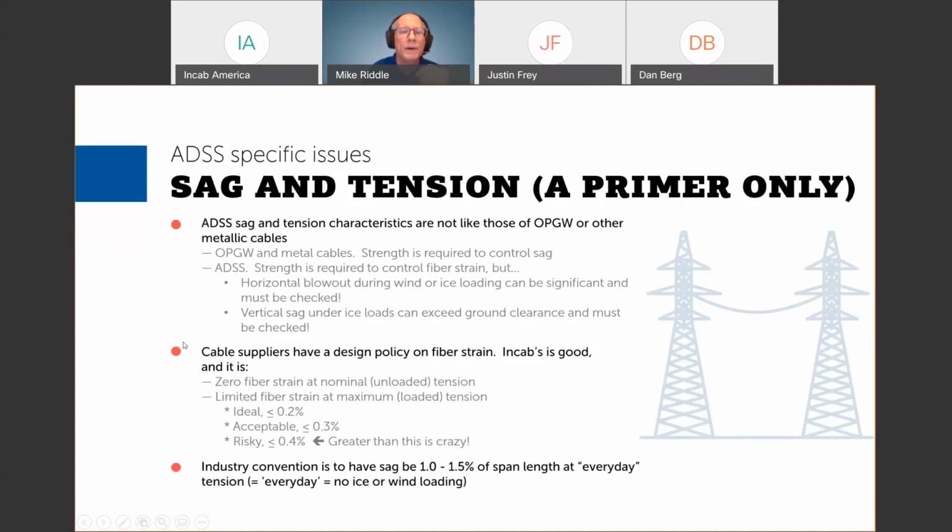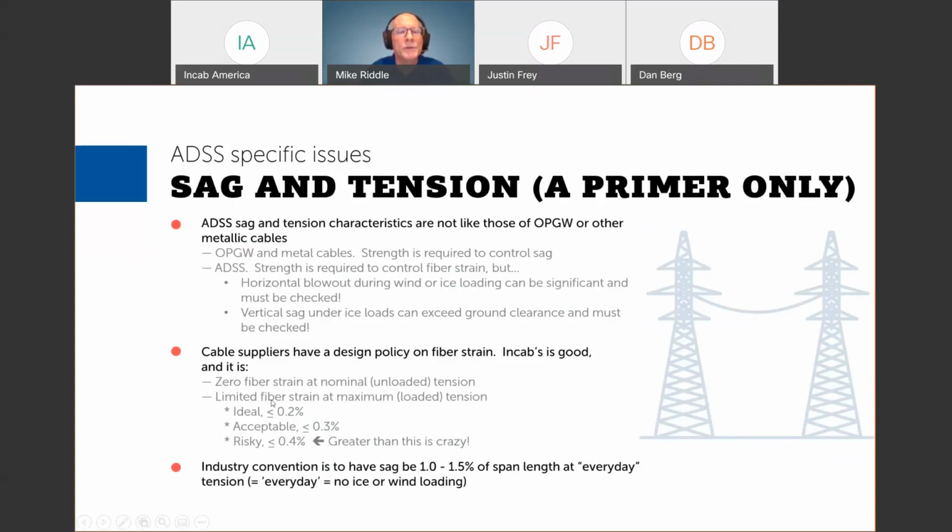Now, cable suppliers, I said strength is required to control the fiber strain, and cable suppliers have a design policy on fiber strain. They may kind of hold that close to their chest, but I'm telling you, they've got one. We have a good one, and I'm okay with sharing it. So in our case, we want zero fiber strain at what I would call an everyday tension. So unloaded, no ice, no wind. And we want limited fiber strain at the maximum loaded tension, so that maximum rated design tension level.